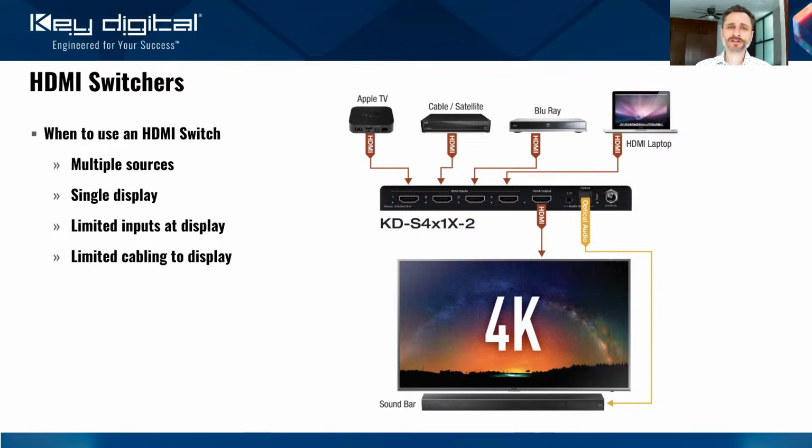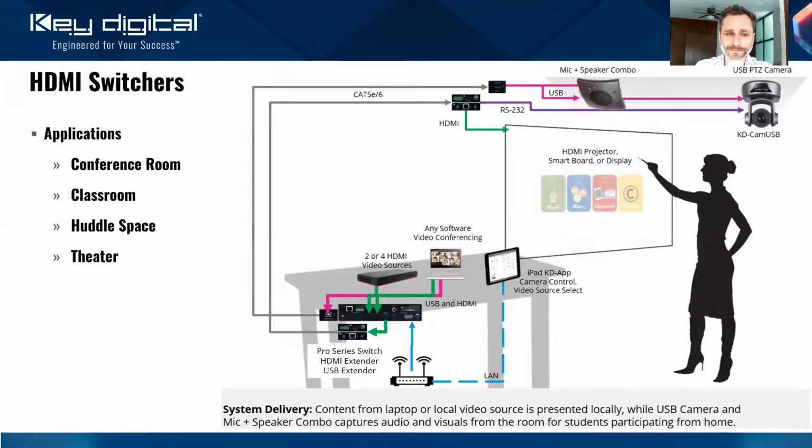Well, it's not only when there's multiple sources going to a single display, but it's also if you have limited inputs at the display, like a projector with maybe only 1 or 2 HDMI inputs, or if you have limited cabling at the display. For example, if that projector, you only have 1 HDMI cable or Cat6 wire going to that projector, you use the switcher on the front end to select between those 2 or 4 sources, sending that selected source to that display or projector over that single wire. It makes it ideal for conference rooms, classrooms, huddle spaces.